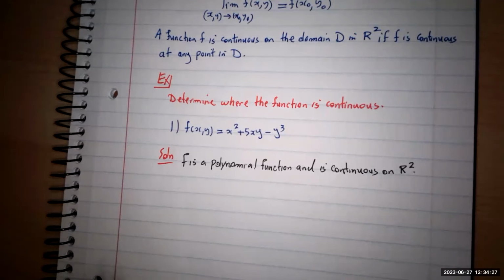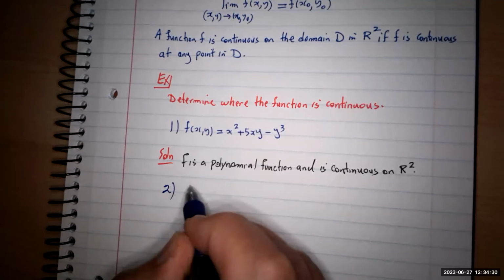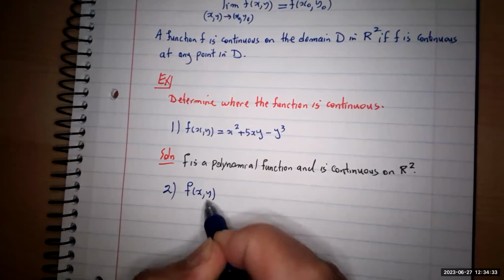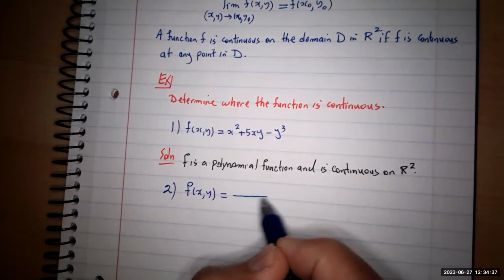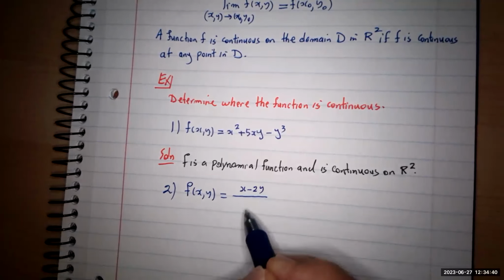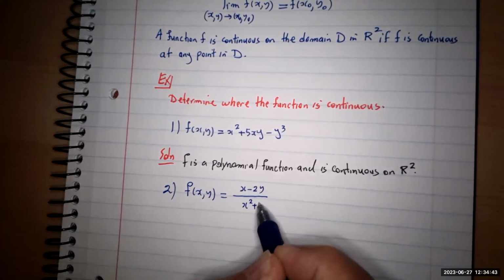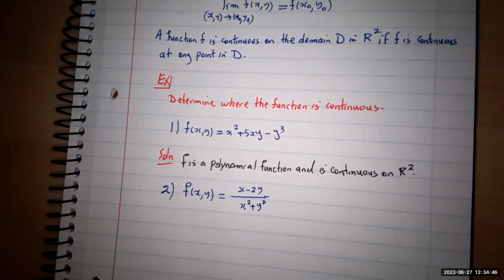Ready for the next one? Rational function. Number 2, f of x, comma, y is equal to, the top would be x minus 2y, and the bottom one is x squared plus y squared. Rational function. The top is a polynomial, the bottom is a polynomial. The polynomials are continuous, so the quotient of continuous functions is continuous. But you have to be careful, remember, it's not going to be continuous when the denominator is equal to 0. So you let the denominator equal 0 to see what is wrong in that case.